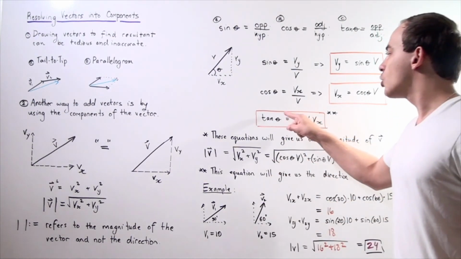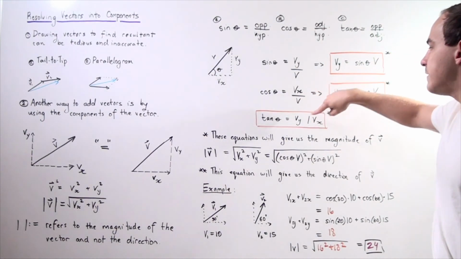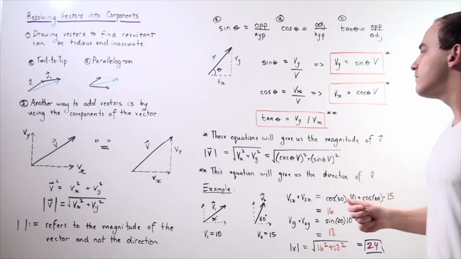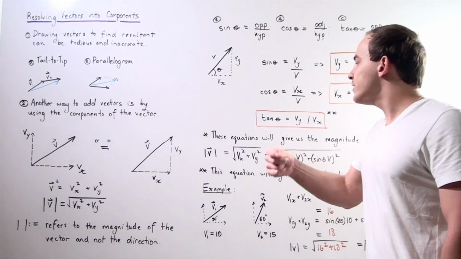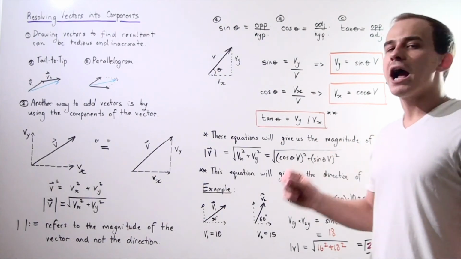To find the direction, we simply take our Vy divided by Vx, and that will give us the tangent. Then we take the inverse function of tan, and we get our angle.